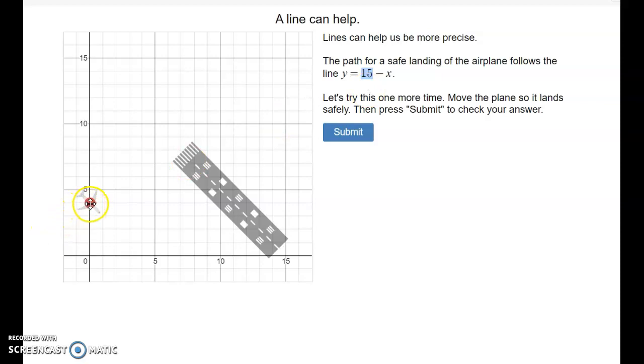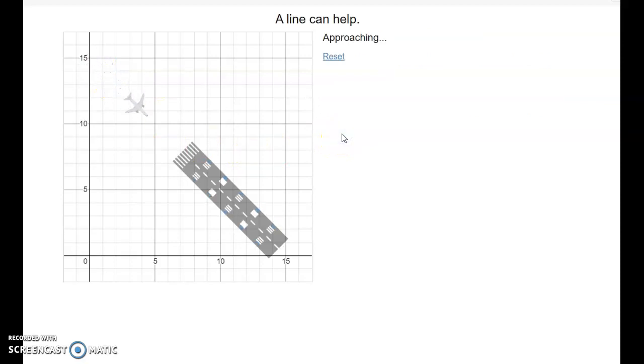So what I'm going to do is drag my plane all the way up to 15 here, and I'm going to make sure it hits my y-axis. This negative x, remember there's a 1 between this negative and this x, meaning it's decreasing each time by 1. So let's see if we got it. Our airplane is at approach. Woohoo! We landed it safely.